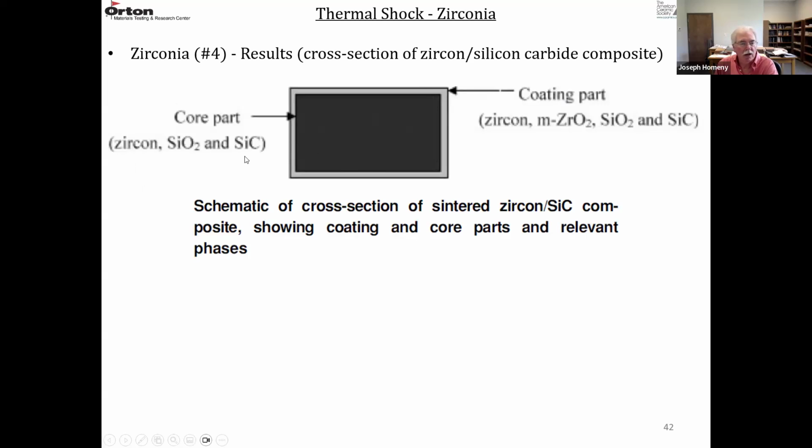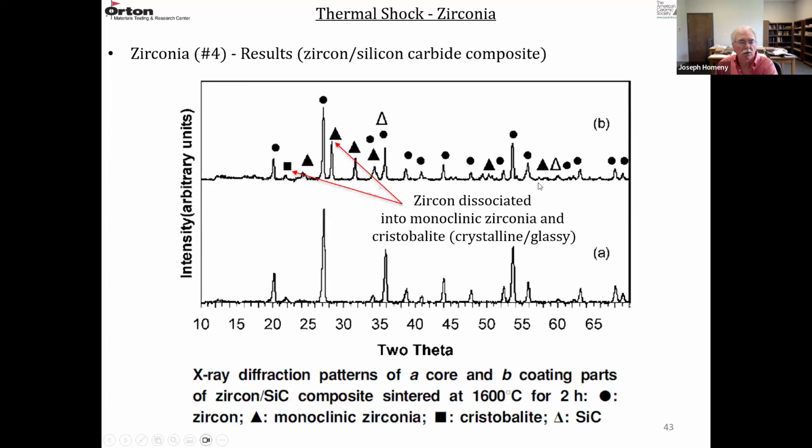So it's primarily zircon, silicon carbide with a trace amount of SiO2. This is primarily zircon and silicon carbide, but now we have small amounts of the zircon that's associated as monoclinic zirconia and SiO2. So this is the zircon silicon carbide composite, and there's X-ray diffraction patterns of A, the core, the black center, and B, the coating, the white coating.